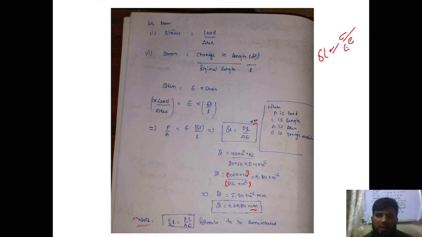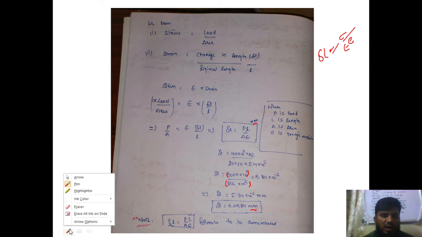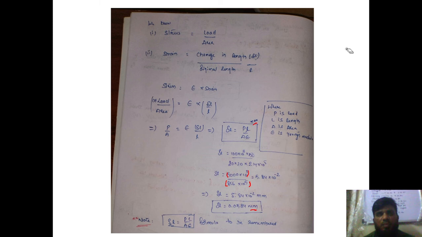Sorry, here again, it is sigma by E, where sigma is your stress and E is your Young's modulus. Clear? So try to memorize these formulas again. If possible, we will try to see this kind of problems also, and we will use some university problems so that you can be able to clear.